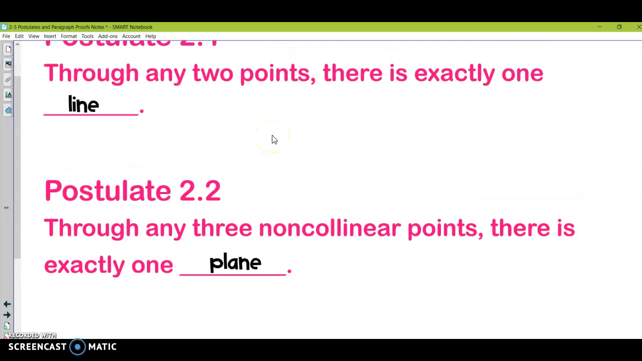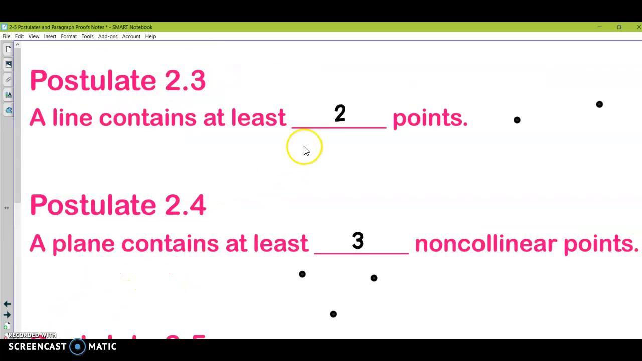And what that means is that if I tried to draw a second line or a second plane through those points, it would be identical to the first one. There's only one, it's exactly one, it's the same one. So 2 points make a line, 3 points make a plane.